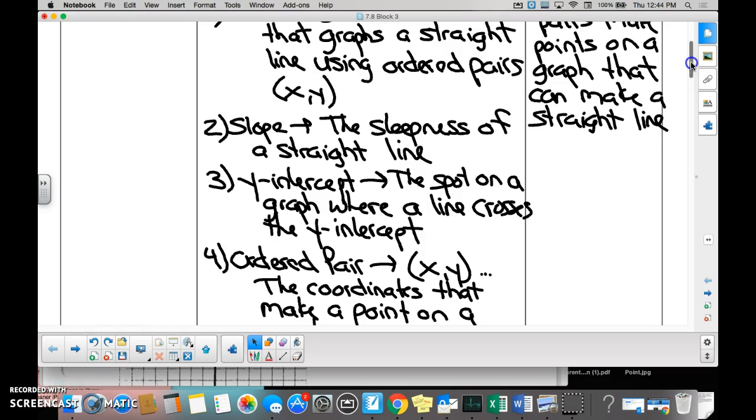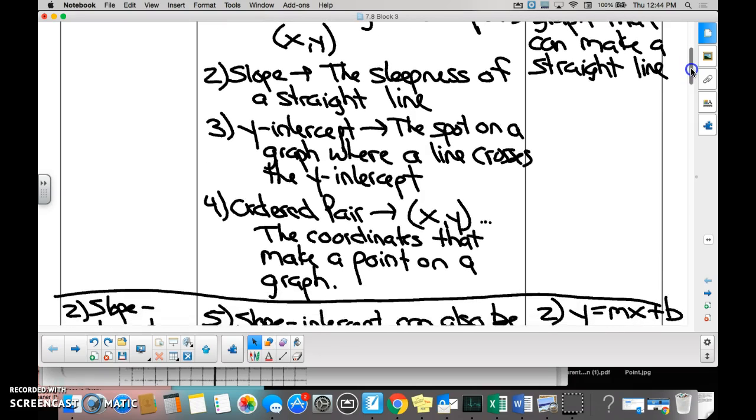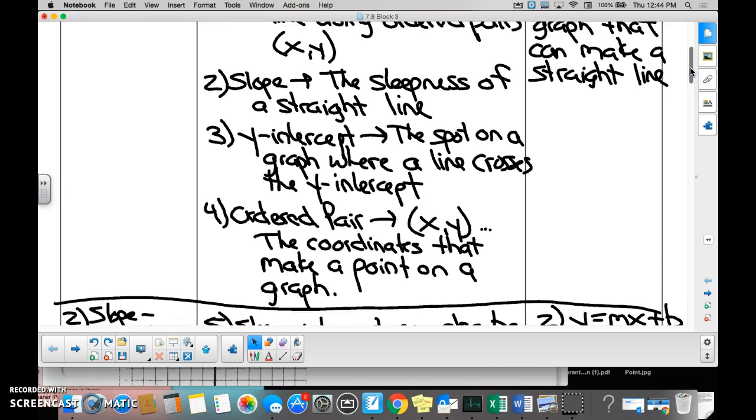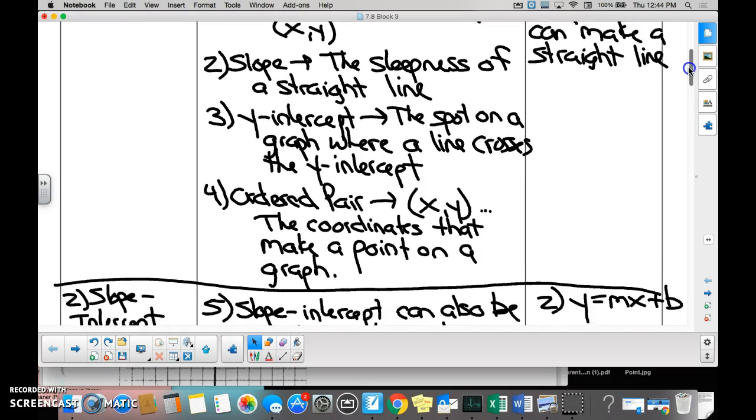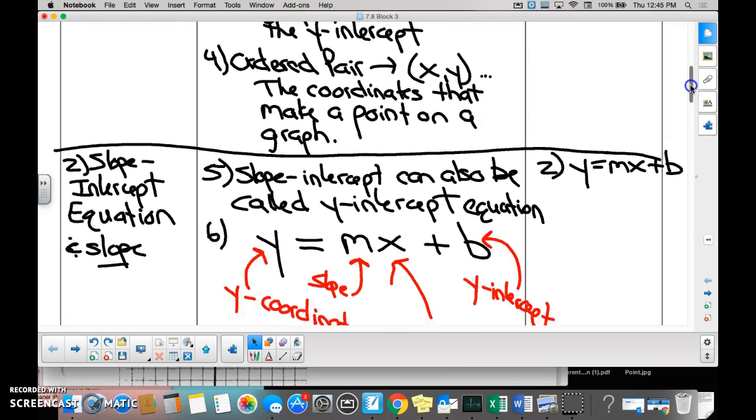Slope, remember it's how steep a line is. Y-intercept is where a line is going to cross the y-axis. Okay, pretty self-explanatory. And ordered pair is just a review. That's your x, y.